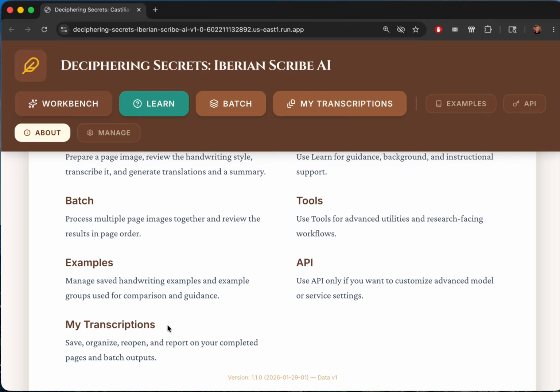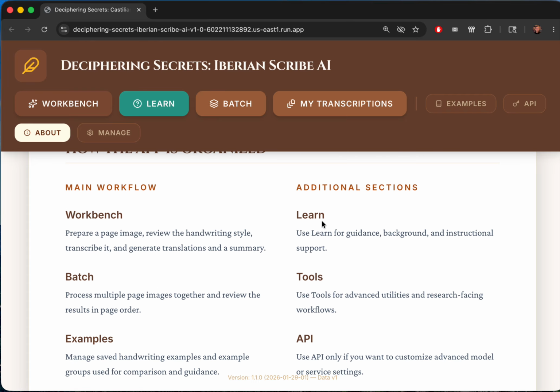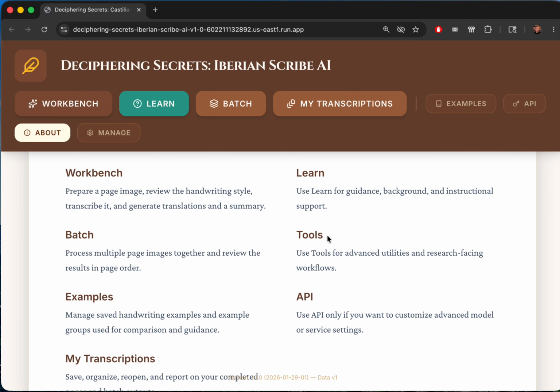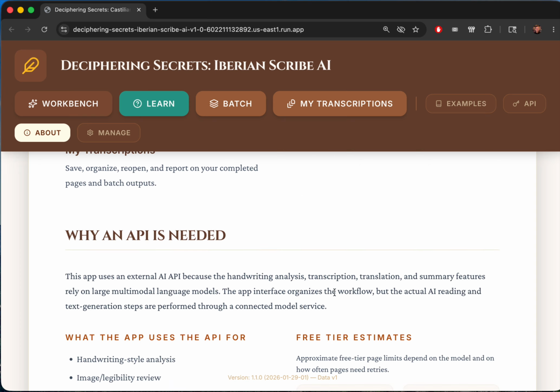Also, we have the My Transcriptions section, which stores all your transcriptions. I'll just mention again, the Learn section is the most important one, and this is where you can really practice your paleographic skills. Then we have some other tools that are embedded into it, but I wouldn't worry about these right now. These are more advanced functions, and you can always reach out to me to discuss them. The API section, remember, is where we integrate the API key into the mechanism so it can actually do the processing.